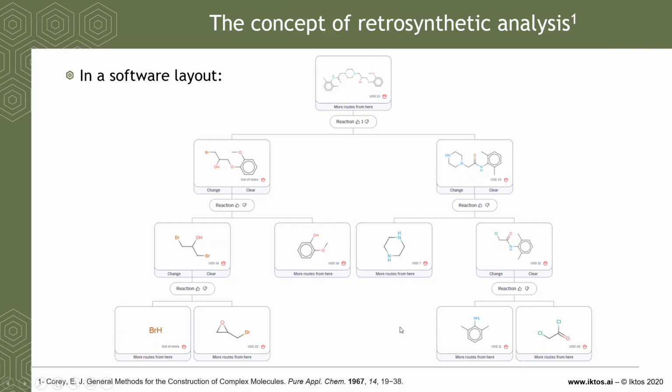So maybe Hamza, can you explain the concept of the tree search and what we have behind all this type of possible disconnection? Because we can imagine that we can perform a lot of types of disconnection.